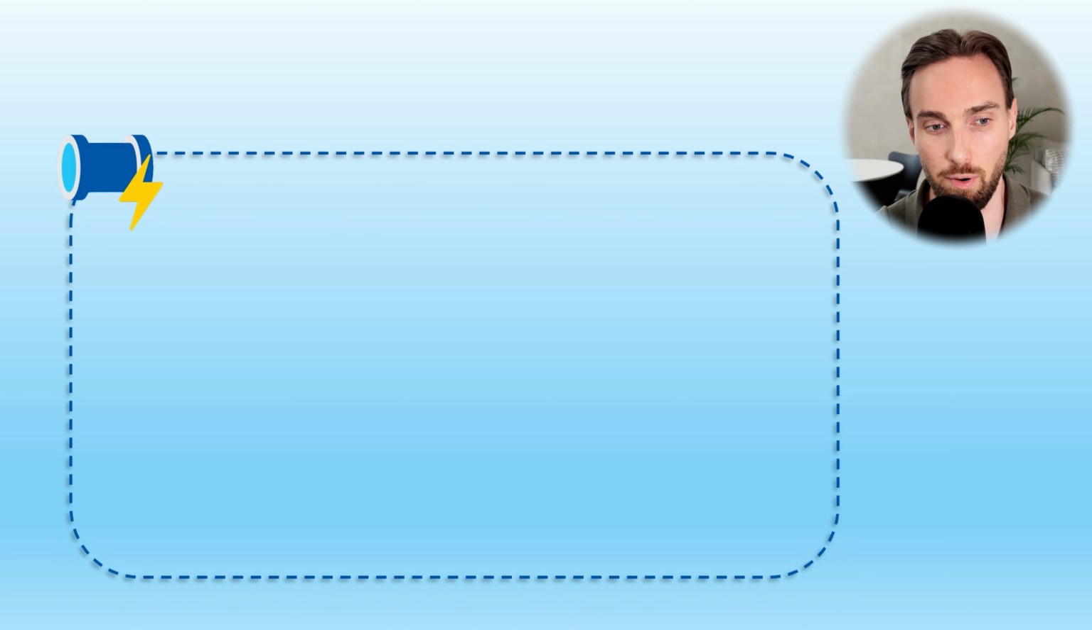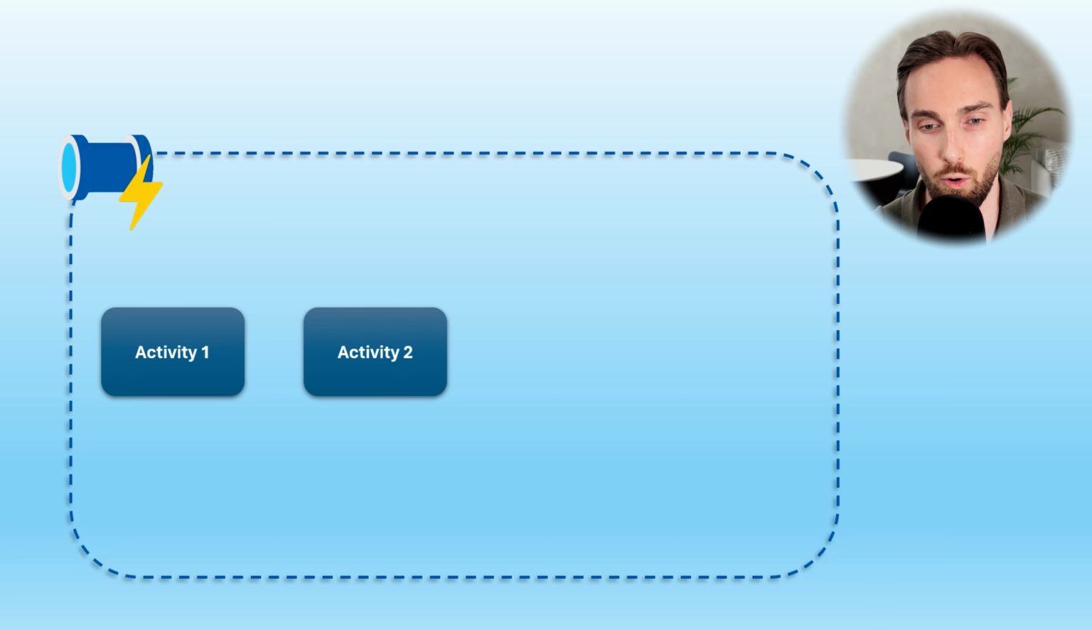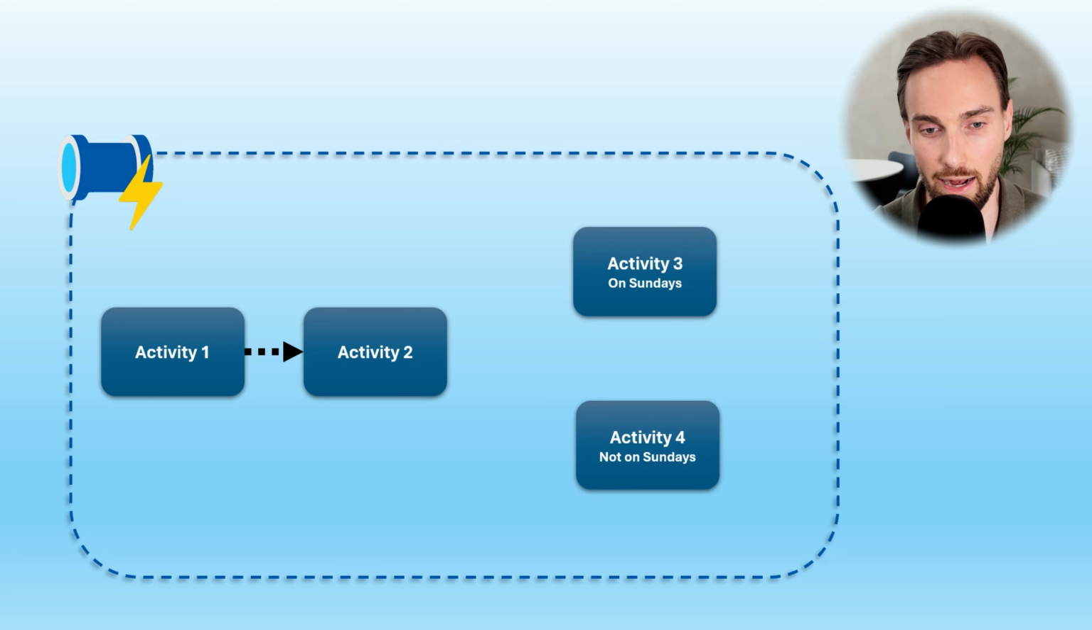First, we can imagine a situation where we have a data pipeline in Microsoft Fabric. In that pipeline, we have one activity followed by another activity. However, after our second activity, our pipeline's logical flow splits. And then we have two more activities, activity 3 and activity 4. We don't want these activities to run at the same time, and we would like to run the activity 3 on Sundays and the activity 4 every other day than Sundays. How could we achieve this in a data pipeline?